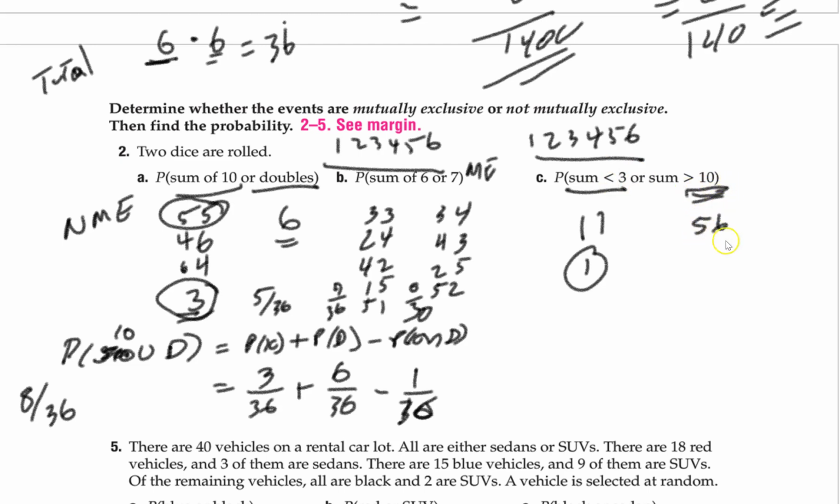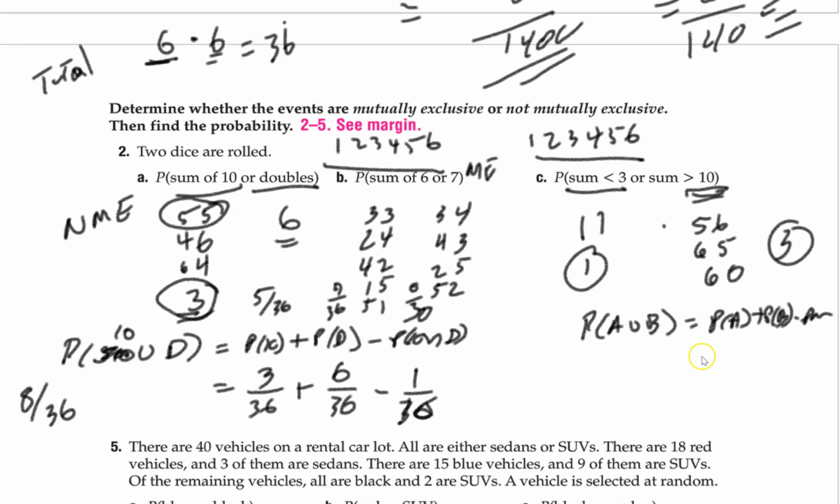Well, I could do 5, 6. 6, 5, I get 11, or I could do 6, 6. So there's 3 ways to get a number greater than 10. So again, if we do our favorite formula, minus what they have in common. Probability of getting less than 3 is only 1 out of 36. More than 10 is 3 out of 36. And do they have anything in common? No, they don't. So 0. These are also mutually exclusive. So I just get 4 out of 36.